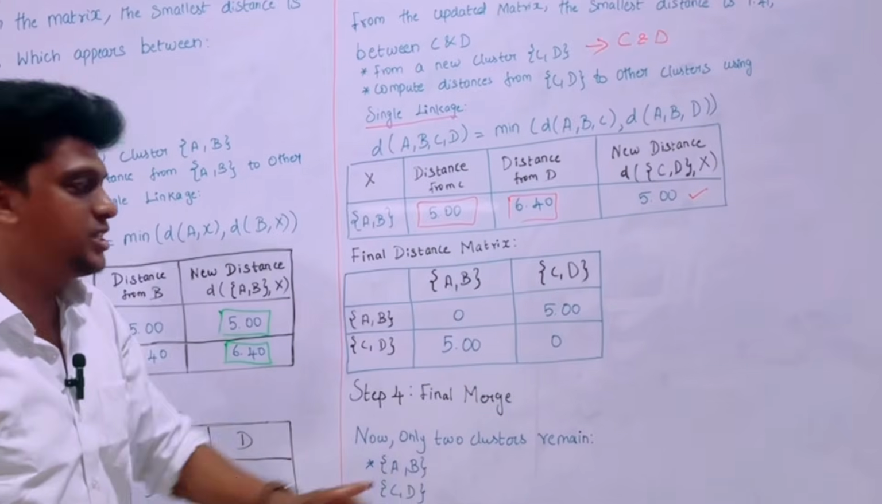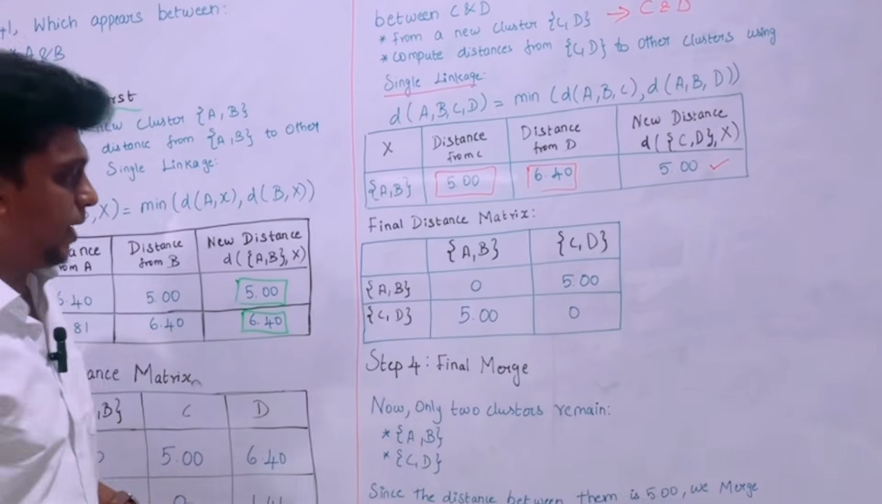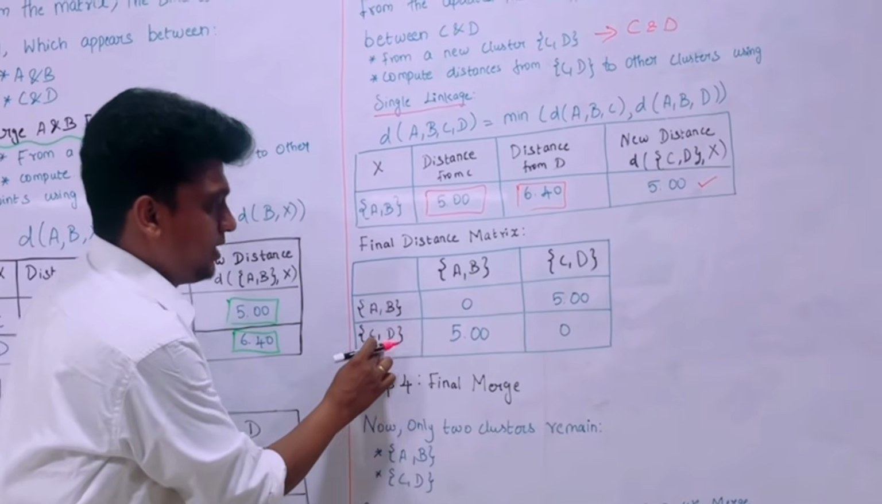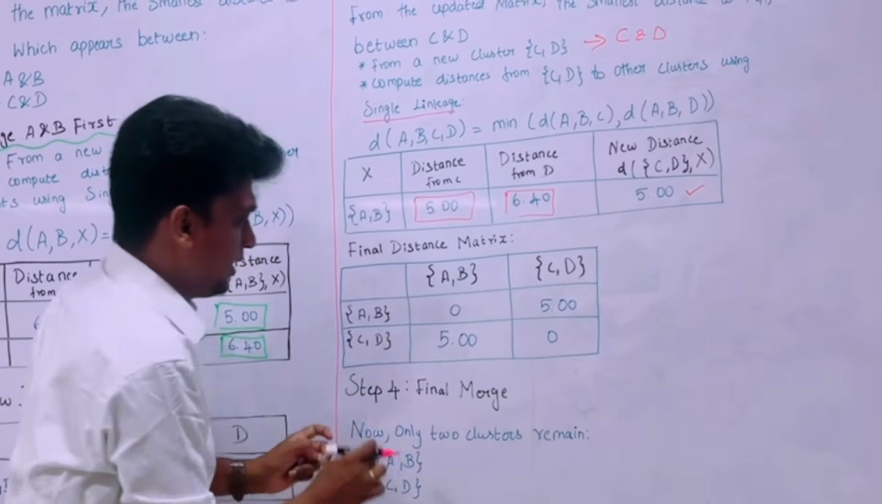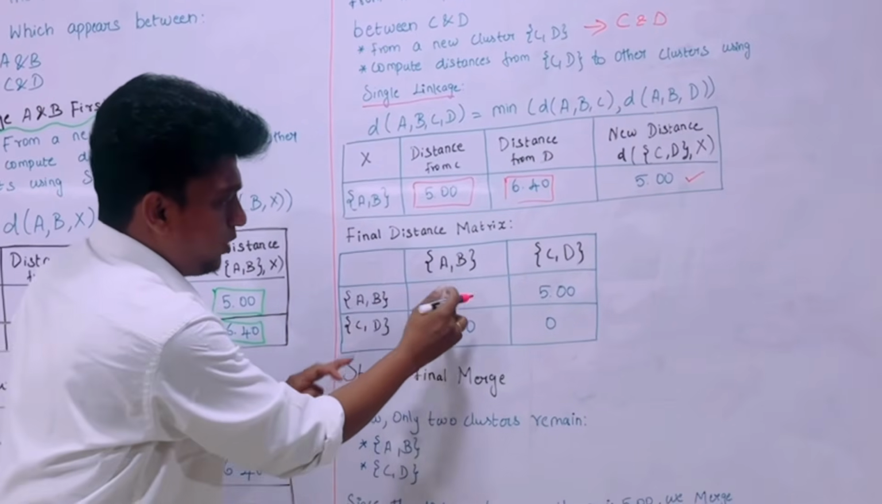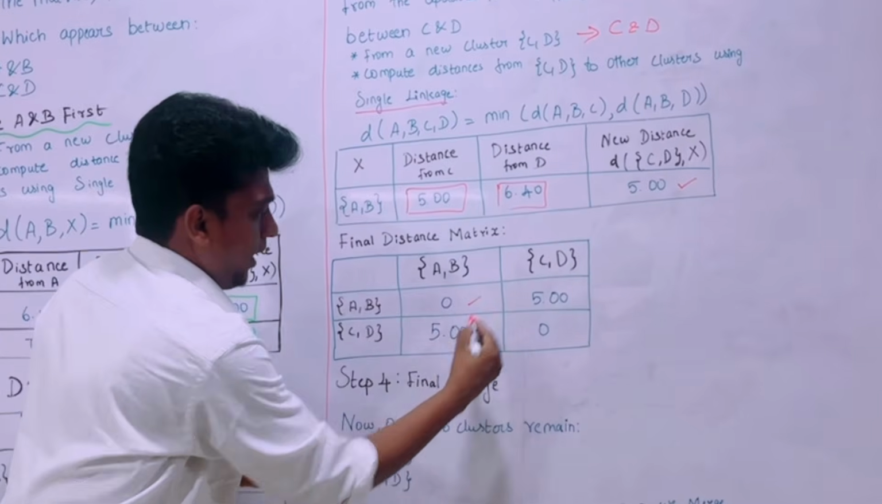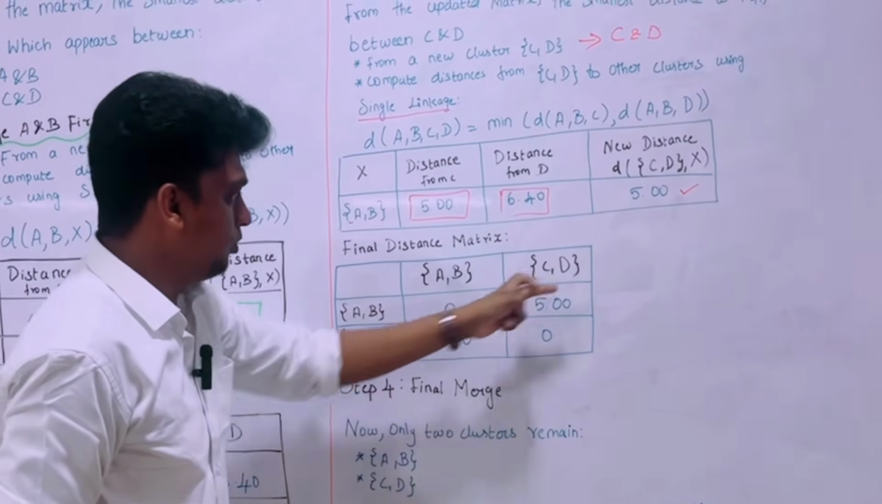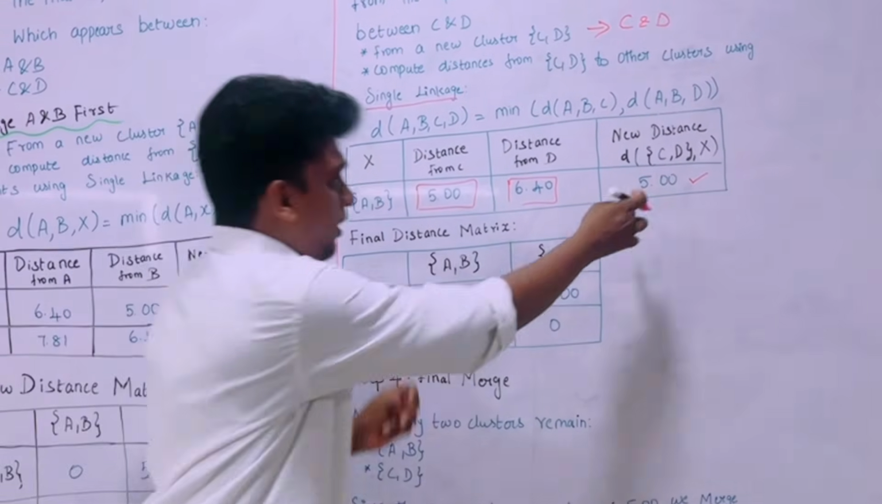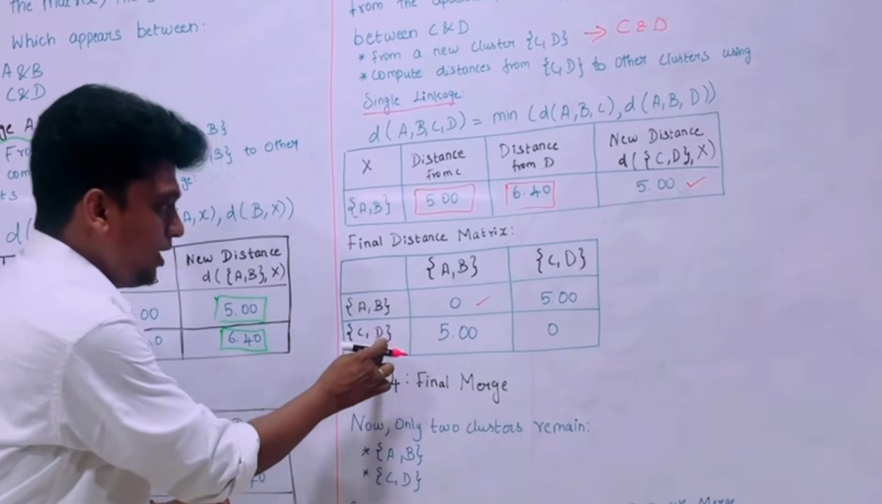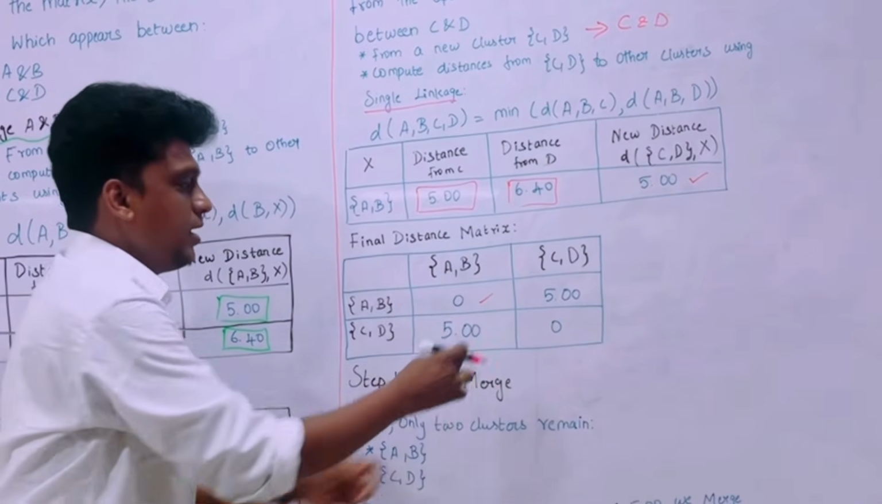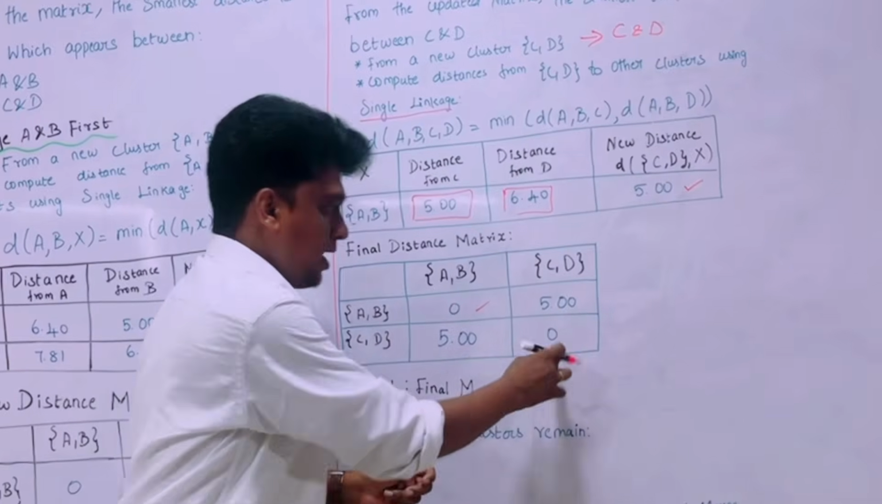Now the final distance matrix can be calculated by merging AB and CD. Here also AB and CD. From AB to AB, the distance between 2 points is 0. Then AB to CD, that we calculated now, is 5. Then CD to AB is also 5, and CD to CD is 0.